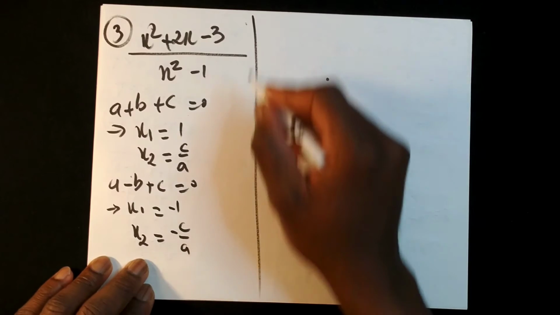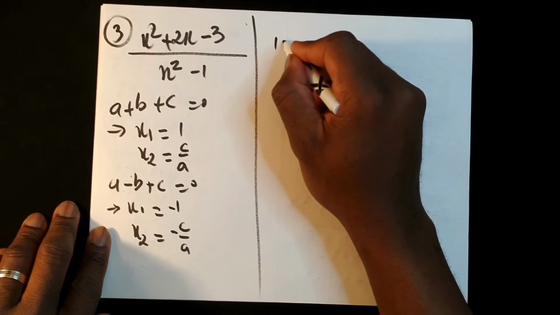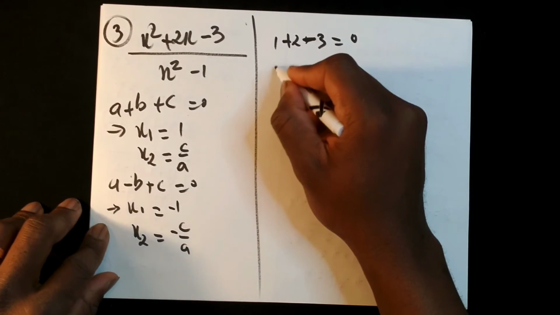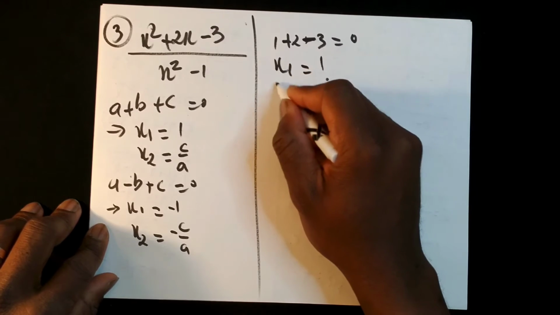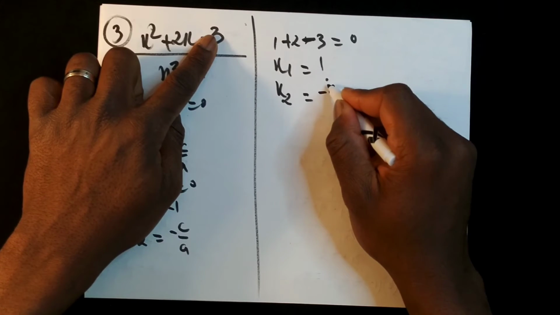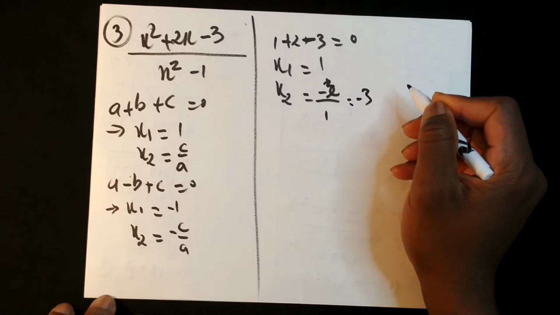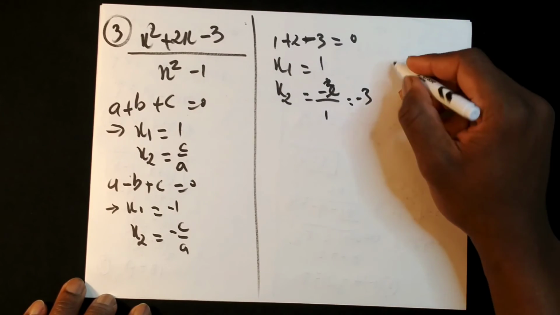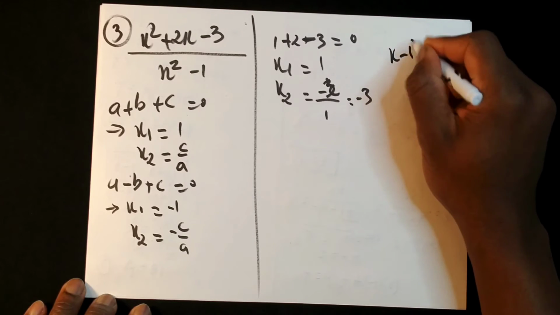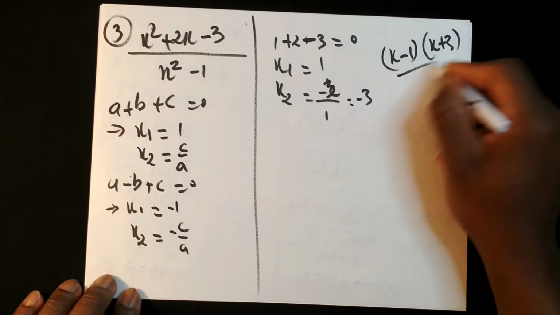So over here we have a, which is 1, plus 2 plus minus 3 equals 0. Then x1 equals 1, x2 equals c over a, which is minus 3 over 1, which is minus 3. So the numerator will be (x minus 1) factor of (x plus 3). So we have that one.